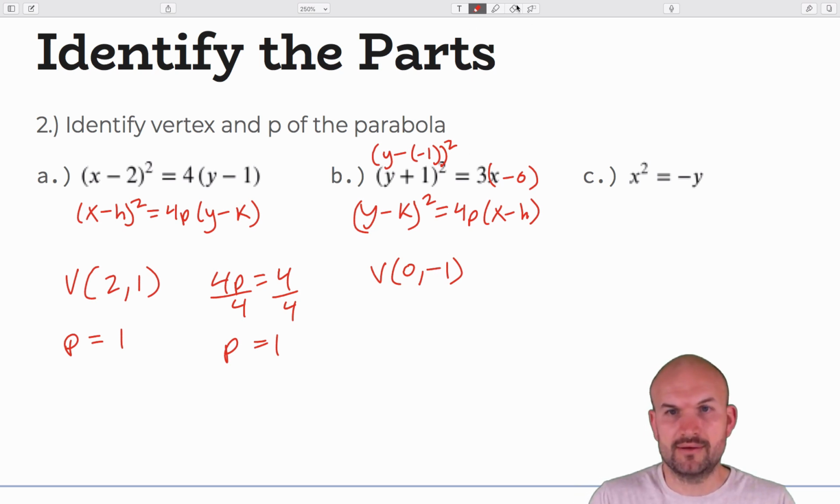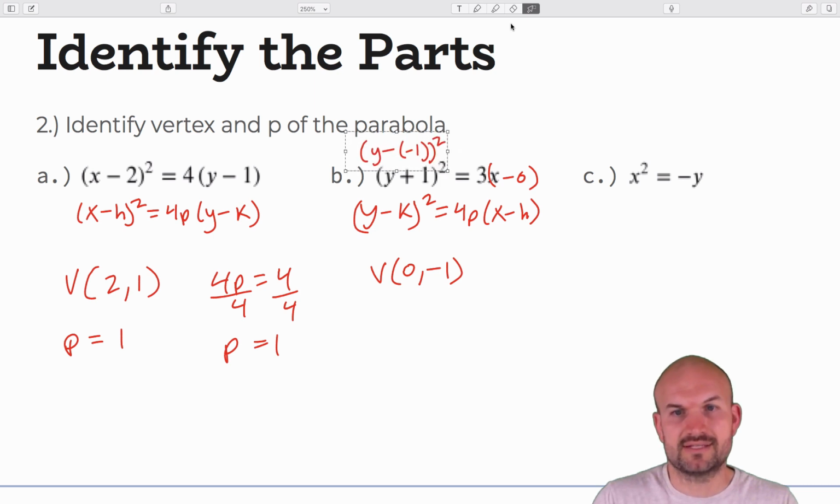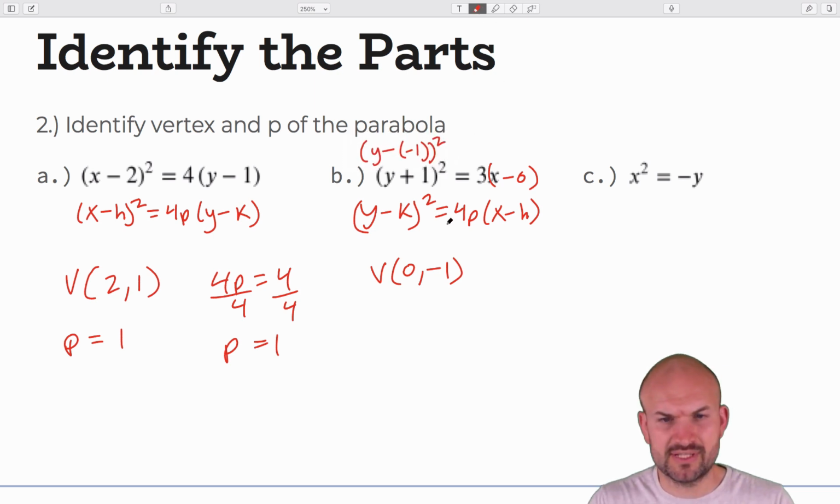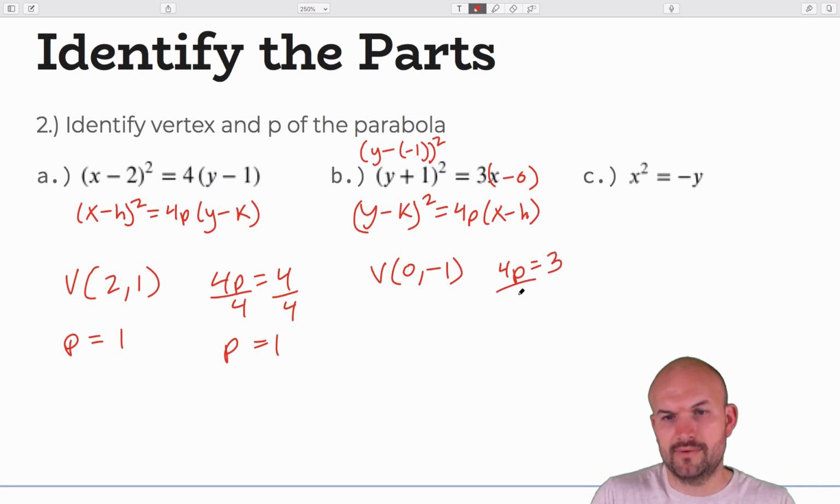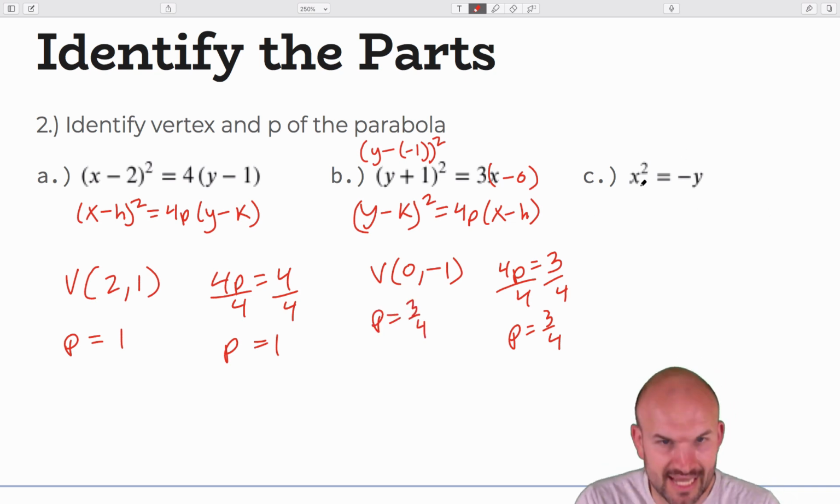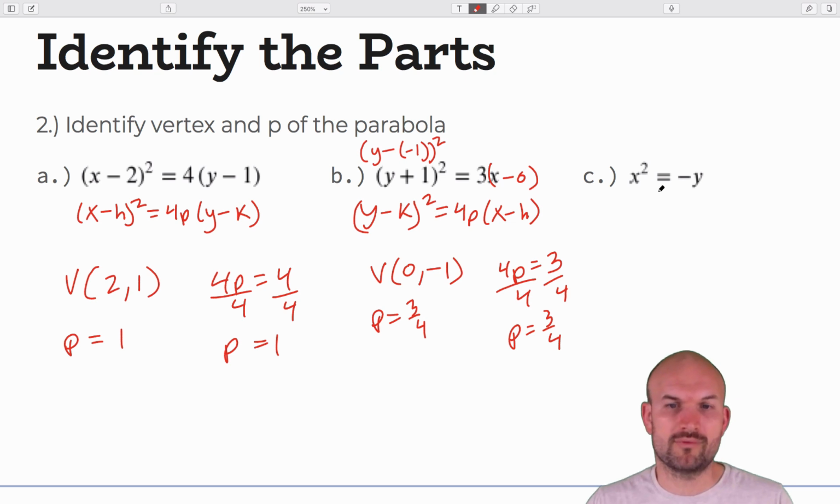So just remember that, a lot of students still kind of have trouble with that, even up to this point. And then our p, in this case, I'm just going to take 4p equal 3. Divide by 4, p equals 3/4. And that's it. Okay. And the last example, again, just another formula here.